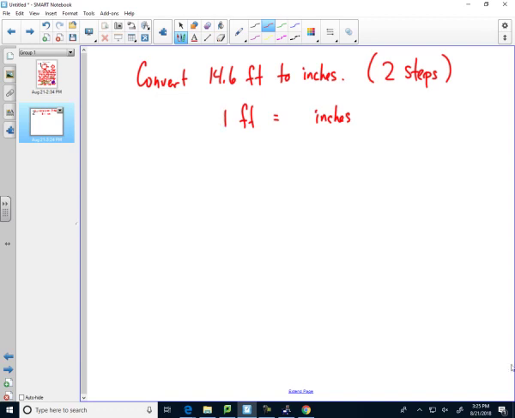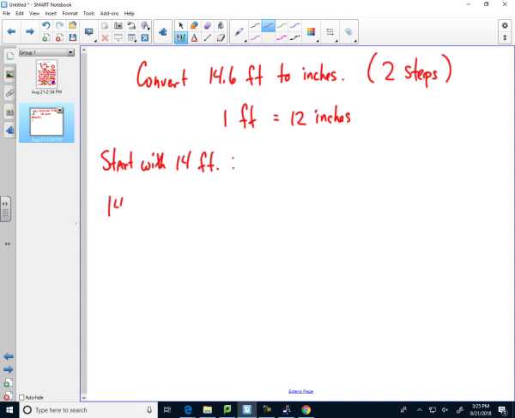One of these is 12 of these. Okay? There's that equal sign. And if we got an equal sign there, we can use that to convert units. So start with the 14 feet. Now you can start with 0.6 if you want to. It doesn't make any difference.